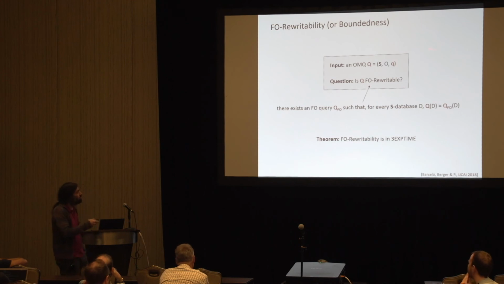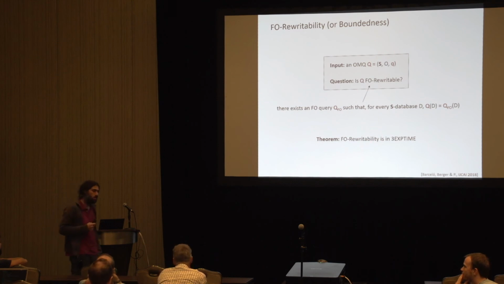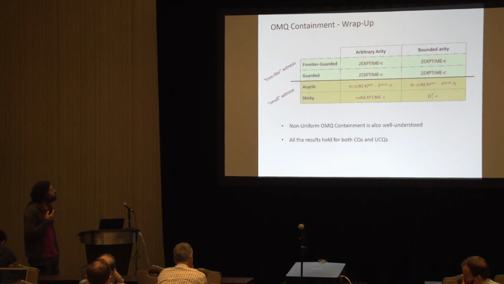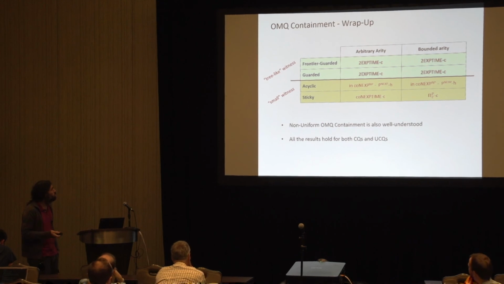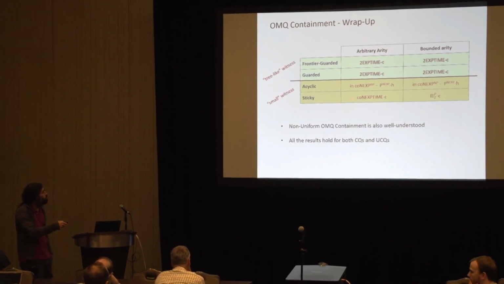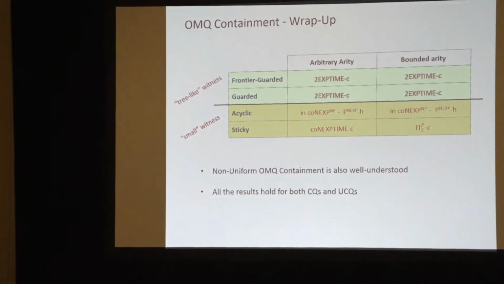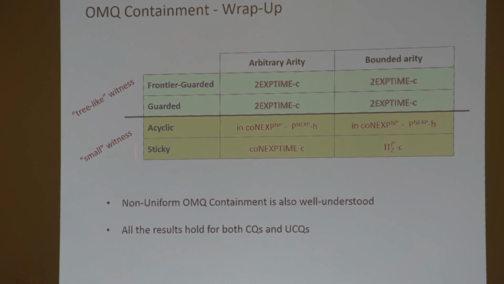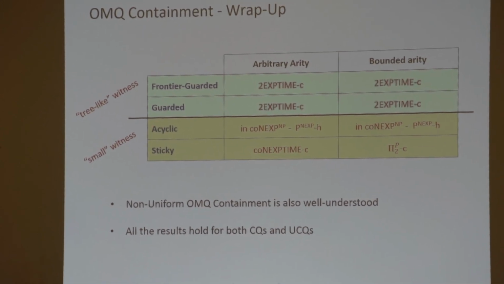So if we focus on frontier-guarded and guarded queries, we can show that this problem is first-order rewritable in this complexity by extending what we did for containment. But as I said, the optimal complexity is double exponential time complete, but there we need different techniques based on this more sophisticated automata model. Okay, so this is essentially what we did in this work. We know more or less what's going on now about complexity. If we focus on guarded-based classes, we use this tree-like witness property. For the other classes, we use the small witness property.